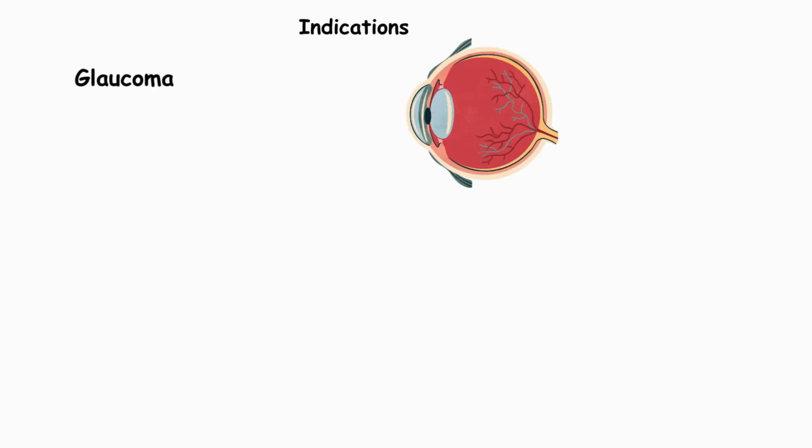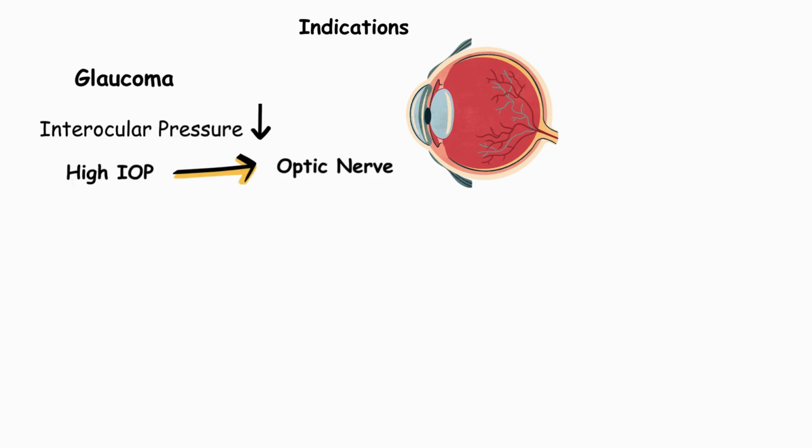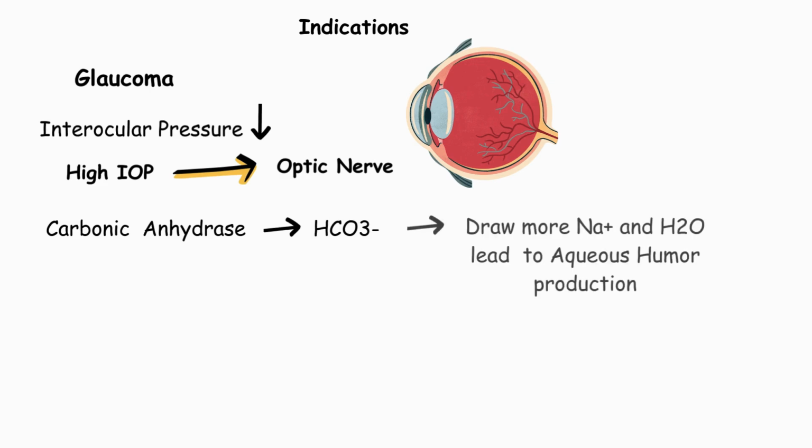Acetazolamide can also be used to treat glaucoma, where it decreases the intraocular pressure. In glaucoma, there is increased aqueous humor production that increases intraocular pressure. High intraocular pressure can damage the optic nerve. Carbonic anhydrase forms bicarbonate inside ciliary epithelial cells of the eye. Bicarbonate is actively transported into the posterior chamber of the eye, where sodium also follows it, and then water follows sodium, forming aqueous humor. Acetazolamide inhibits the enzyme and hence decreases aqueous humor production.